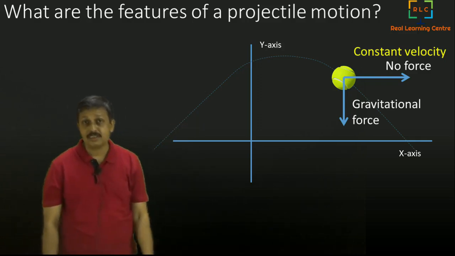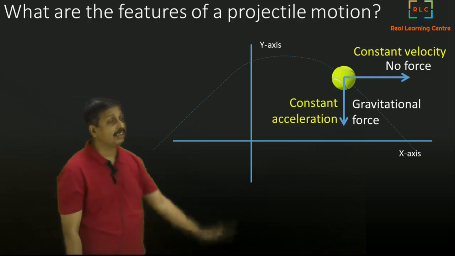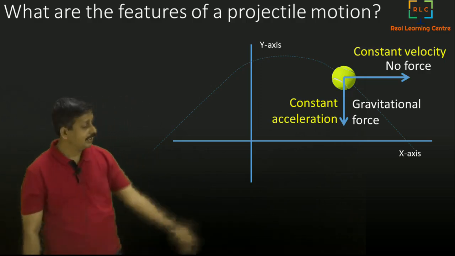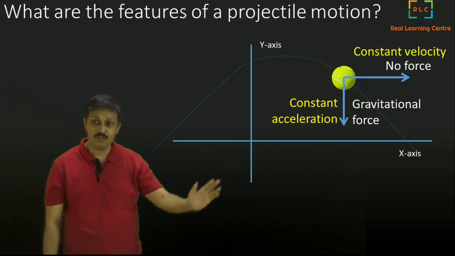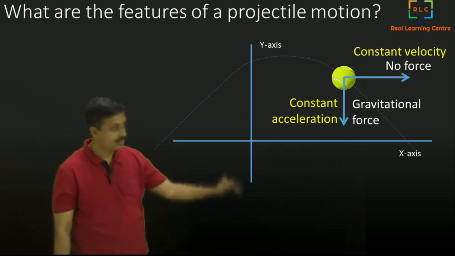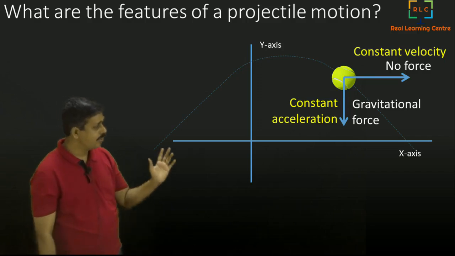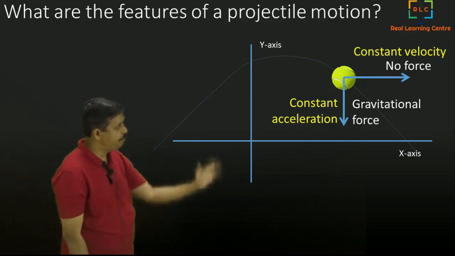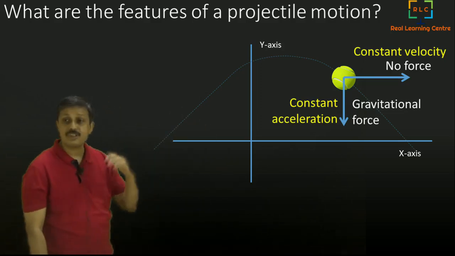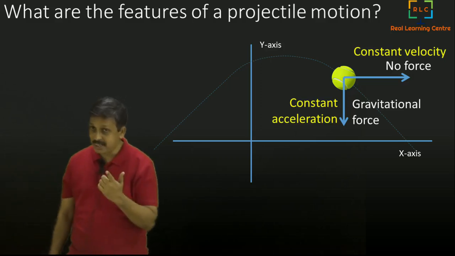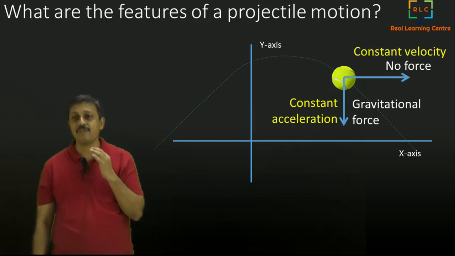What about the gravitational force? It's a constant gravitational force. Hence, there is a constant acceleration. Whichever direction the force is in, the acceleration will be in the same direction, and it is proportional to the force. The force is constant, so acceleration is constant. So now the ball is moving in two dimensions. In the x dimension it is constant velocity, in the y dimension it is constant acceleration, and such a movement is our projectile motion. This is the real feature of projectile motion.